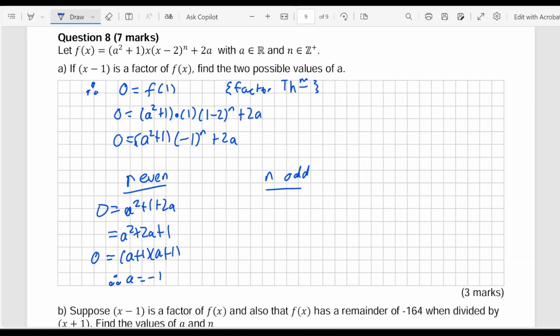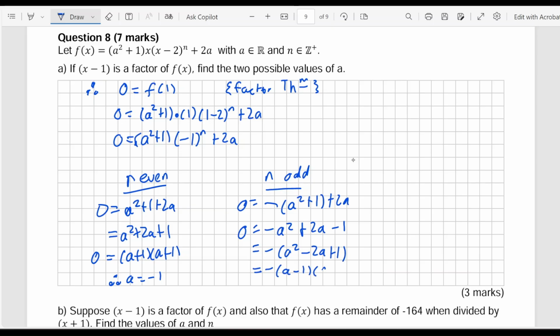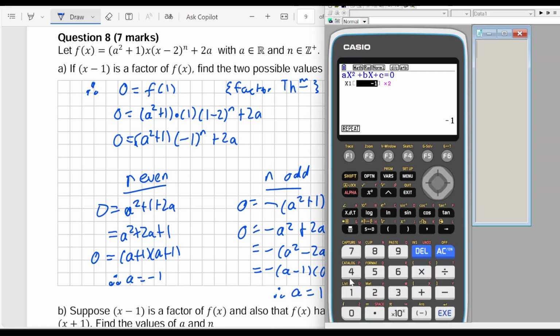If n is odd, we're going to get minus a squared plus 1 plus 2a is 0. So 0 is minus a squared plus 2a take 1. I'm going to pull minus out as a common factor. And then we can also sum and product this. So it's going to be a take 1 and a take 1. Therefore, a is 1. Again, you can polysolve that if you want. You could look at -1, 2, or -1, and you should get +1 for your answer.